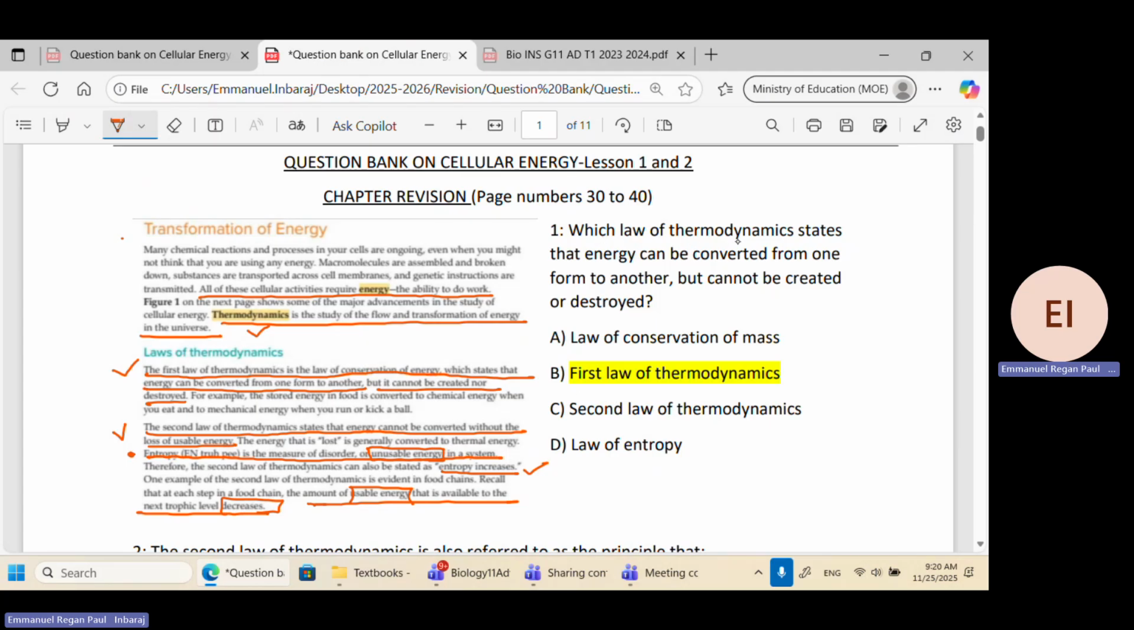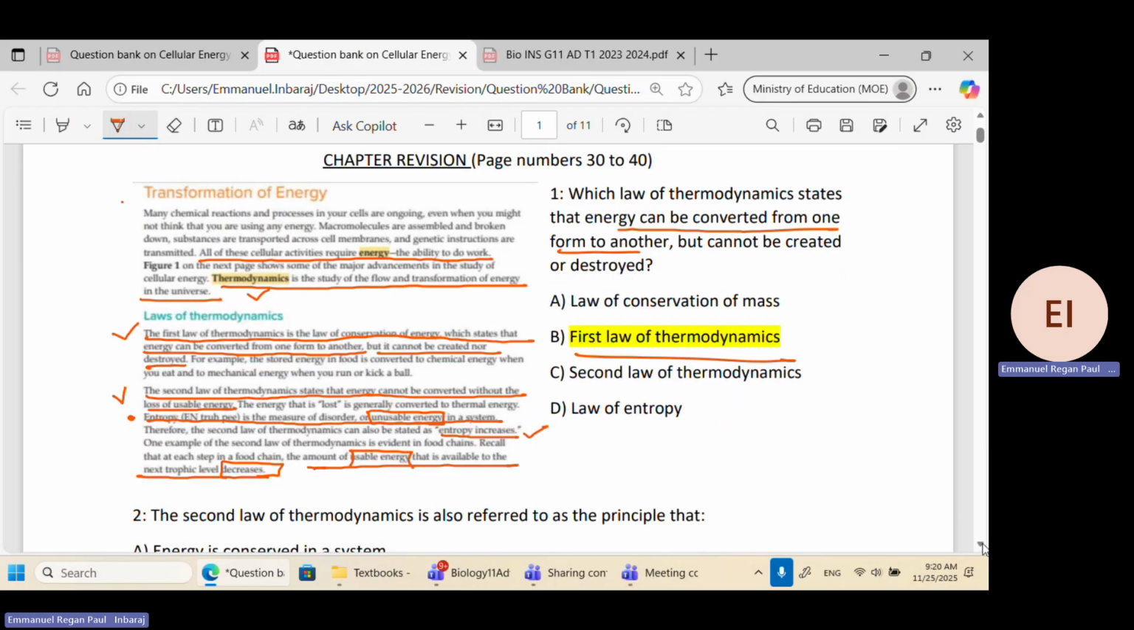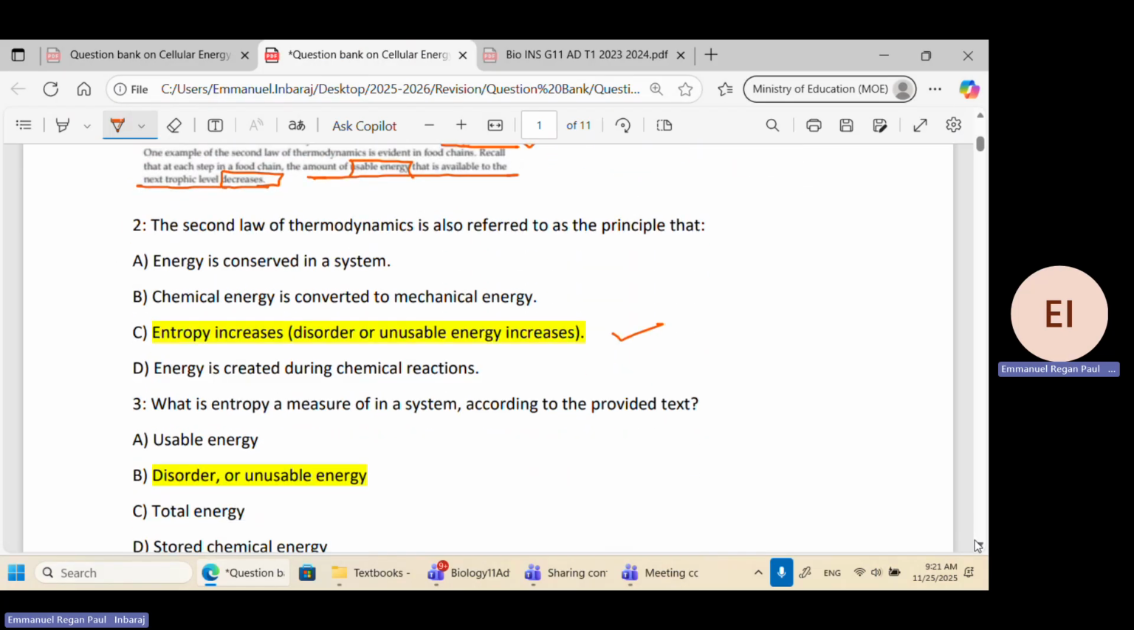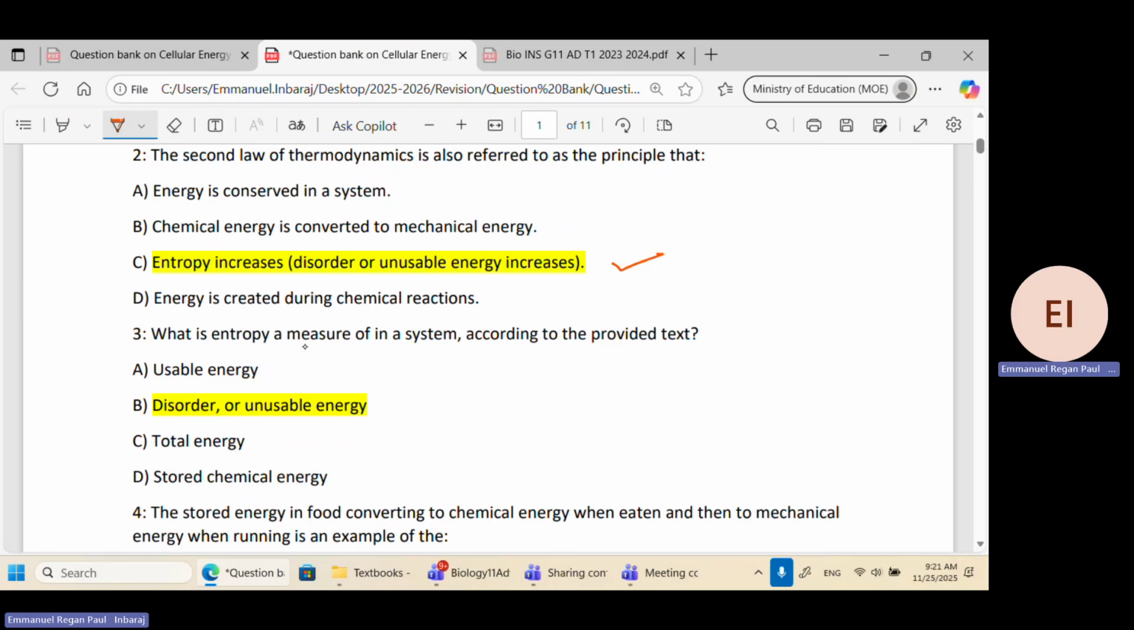Which law of thermodynamics states that energy can be converted from one form to another? You know that it is the first law of thermodynamics. Now let's go to the second question. The second law of thermodynamics is also referred to as entropy increases. You know that entropy increases, and this detail is given in the second law. Now the third question. What is entropy? Entropy is the measure of unusable energy. So the answer is B.